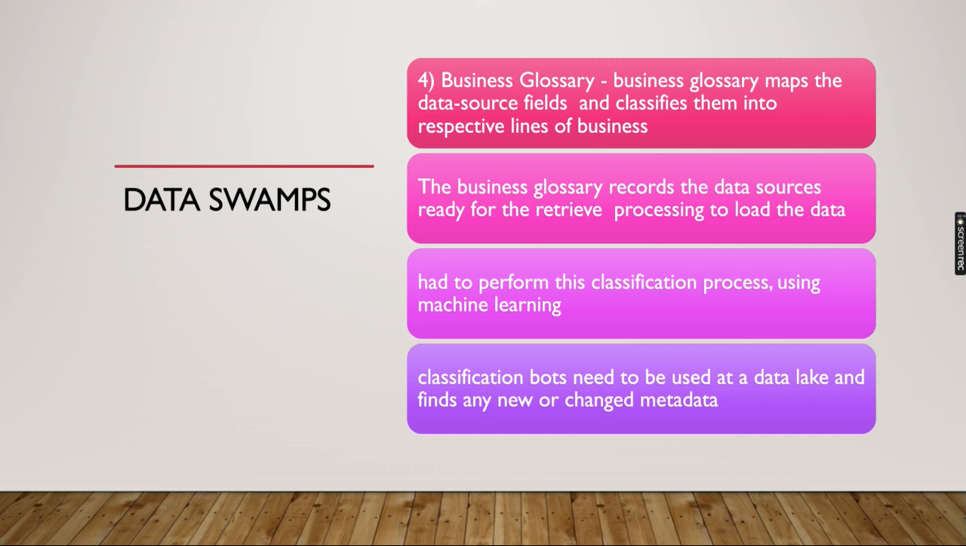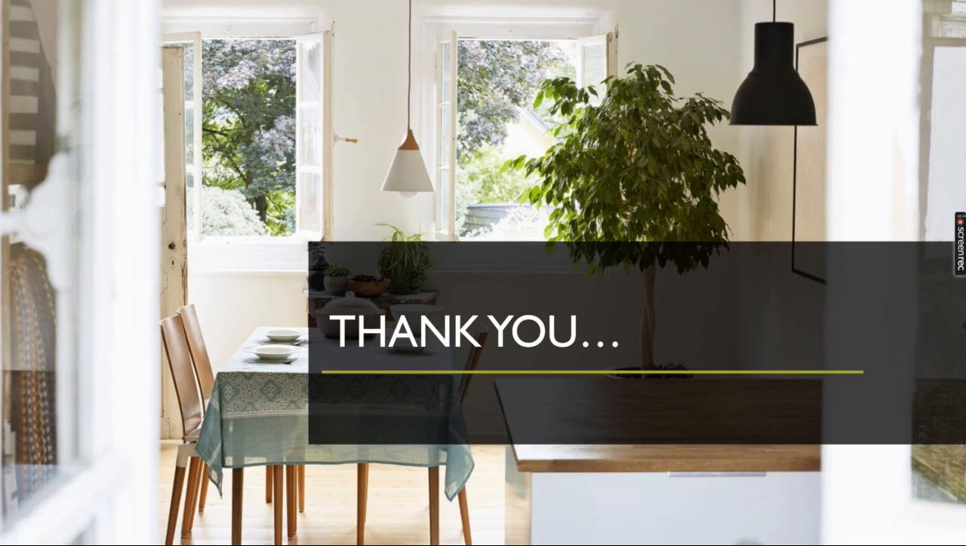Business glossary: the business glossary maps the data source fields and classifies them into respective lines of business. The business glossary records the data sources ready for the retrieve processing to load the data. You can perform this classification process using machine learning. A classification bot needs to be used in a data lake to find any new or changed metadata. So with this, we have completed our chapter number 7. Thank you.